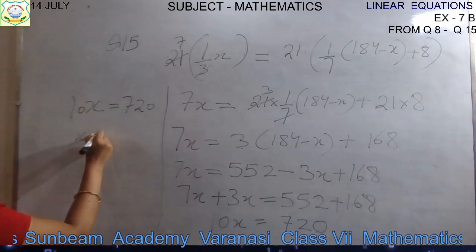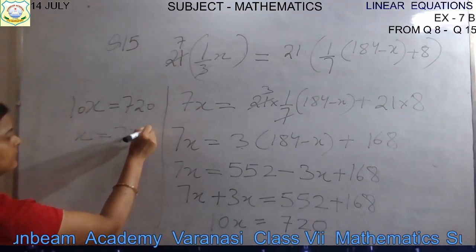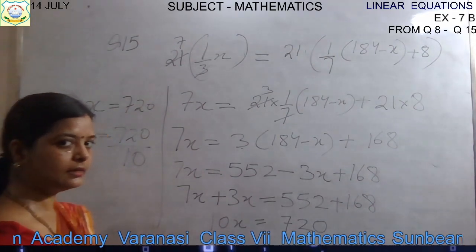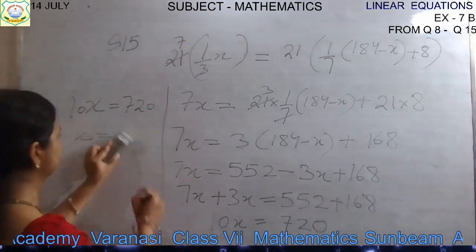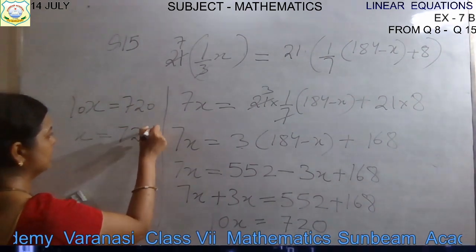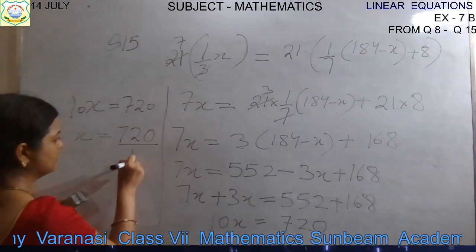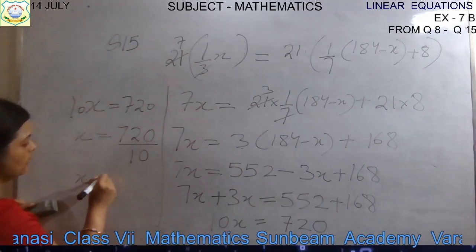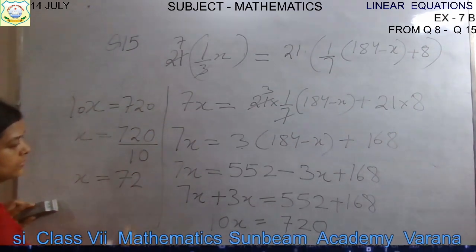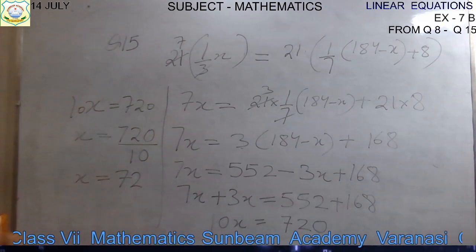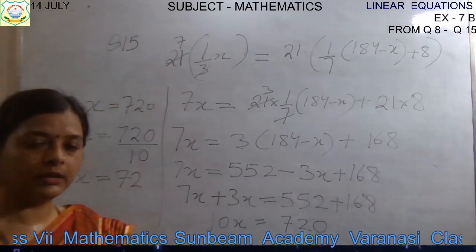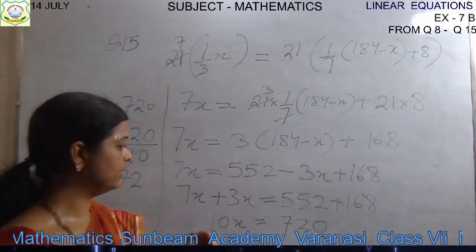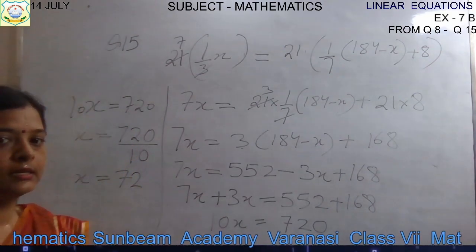That's why x is equal to 720 by 10. Is it visible, children? I think now it is visible. Just cut it down. So what you will get? x is equal to 72. This is the answer. Okay. So at last you will write down, hence the given number is 72.